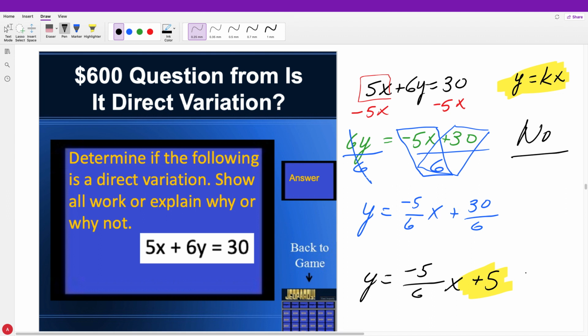And as we talked about in class, this is actually telling us our y-intercept. So it's telling us that when we cross the y-axis, it'll be up here at that positive 5. And our graph will look something like this. So it wouldn't go through the origin.